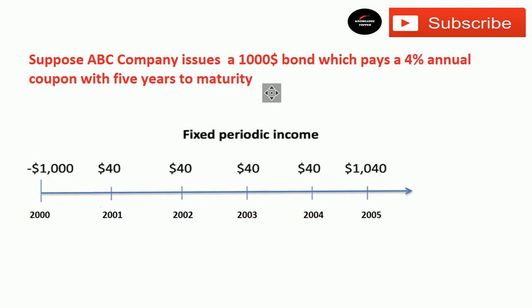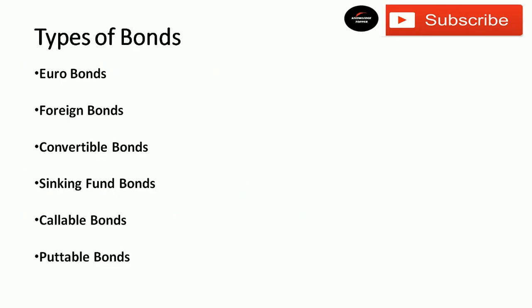Now there are different types of bonds that I would like to show you guys. I will explain this in detail in our next video, so do watch that. It is also very important. What we cover in our next videos is first Euro bonds, then foreign bonds, convertible bonds, sinking fund bonds, callable bonds and portable bonds as well. So these are all the types of bonds that we cover, and these are very important types of bonds.